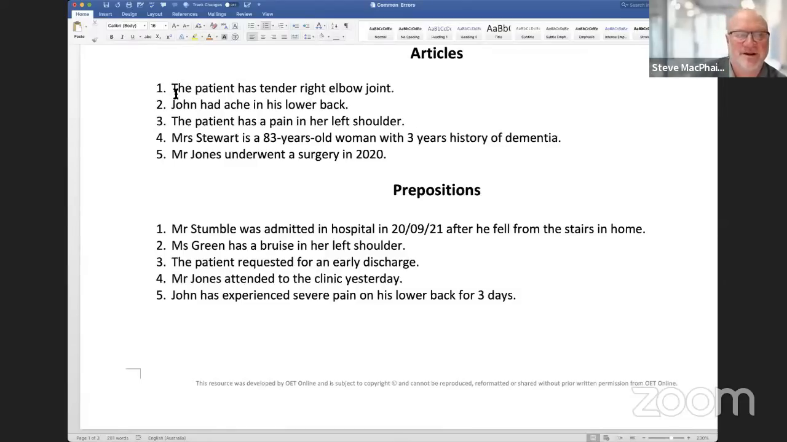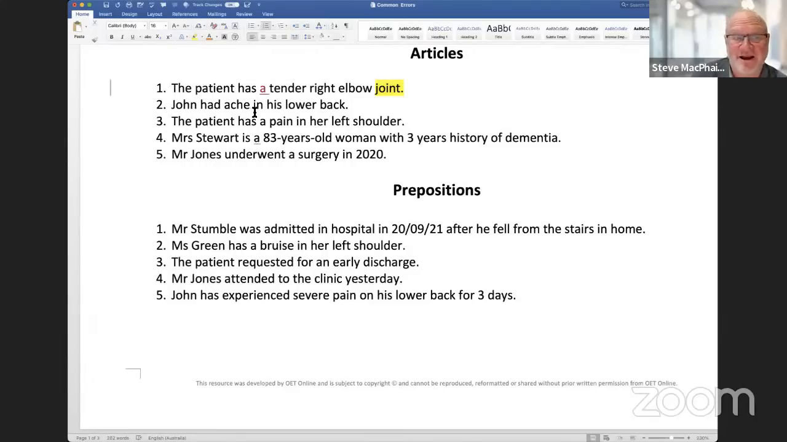So, number one, the patient has tender right elbow joint. Perhaps you can see that error there, everyone. Now, the issue is this word joint. Joint is a countable noun. We have many joints. So to fix that, we need to say the patient has a tender right elbow joint. Pretty simple, isn't it? But you won't see that in the case notes.